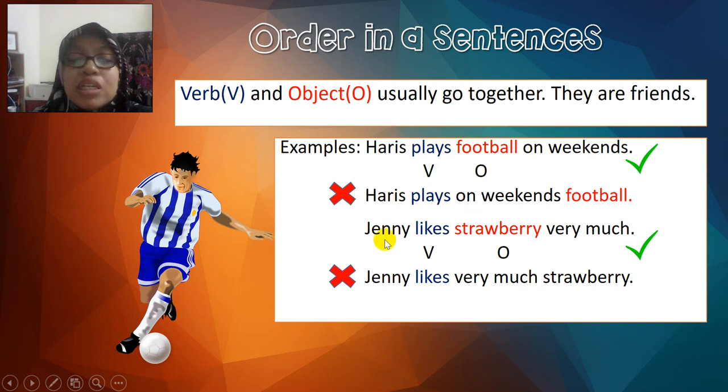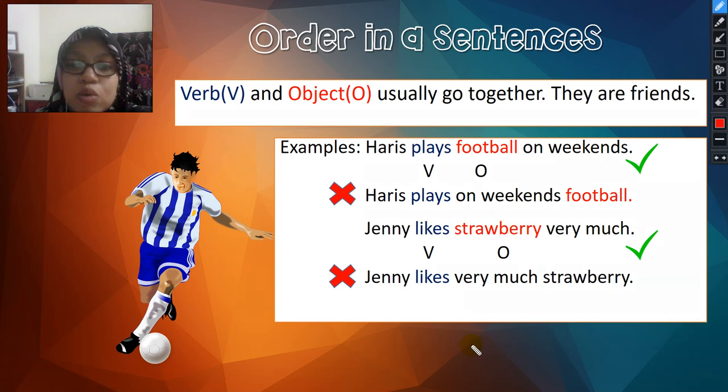Tak boleh. The next example is Jenny likes strawberry very much. Okay, tengok verb dia dekat sini, objek dia bersama-sama. Dia kena bersama-sama. Wajib bersama-sama. Dia dah kawan baik. Dia bercinta kan. So, dia kena bersama.